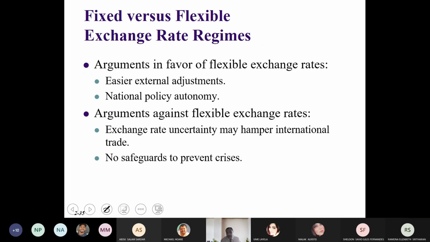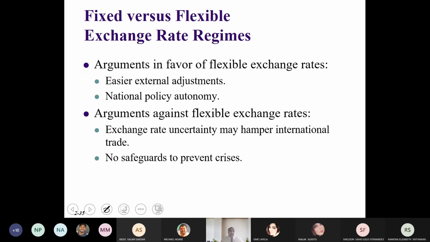Of course, the answer is no. In our last session, we also discussed that one of the very important factors a multinational corporation looks at before investing in a country is the stability of the exchange rate. With a flexible exchange rate, it keeps changing every day, with no safeguard to prevent a crisis. A crisis can happen at any time.